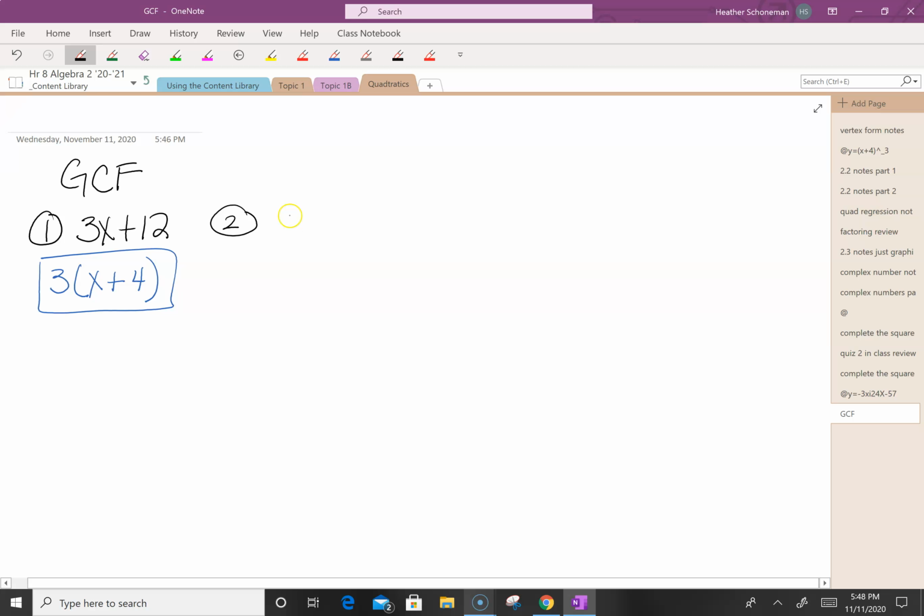Okay, let's look at number 2. Number 2, I have negative 4x minus 28. So the first thing I need to do is look to see what the largest number I can divide into both of those is. And the largest number I can divide into both of those is 4. But when I'm factoring, I always want my first term to be positive. So if it's negative, I'm going to take out a negative 4 instead. So negative 4x divided by negative 4 is x. Negative 28 divided by negative 4 is 7.